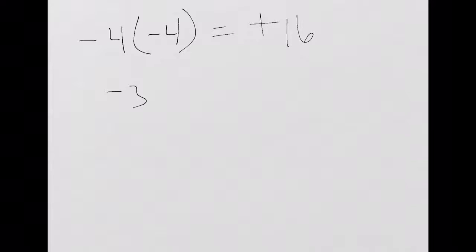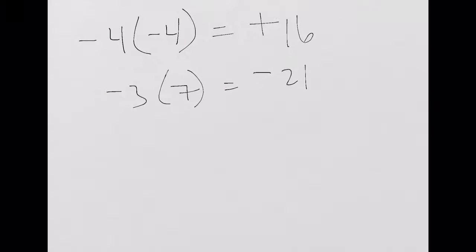So if you had -3 times +7, since the signs are different, you're multiplying two numbers, you could go ahead and say, hey, I know my answer is negative, and now I just do the 3 times 7, which is 21. So for a final answer of -21.